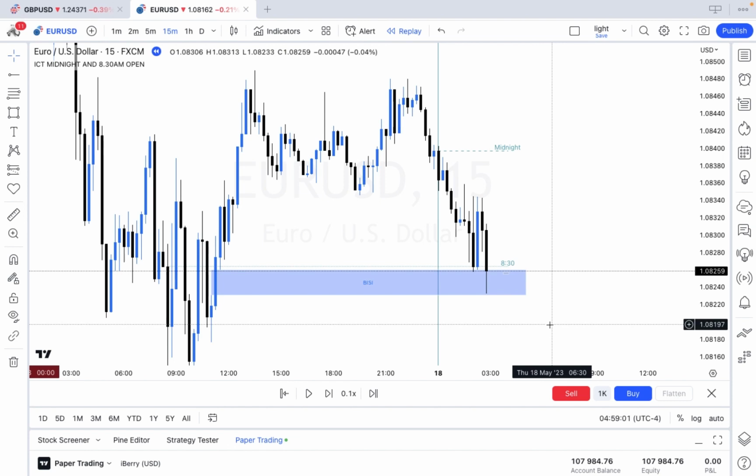When I learned ICT concepts, I always relied heavily on bias. What is the daily bias? Where is price going for the day? Now that I've tried it and studied it and failed at it sometimes, what I'm starting to realize is perhaps the best way to think about this is to understand narrative.